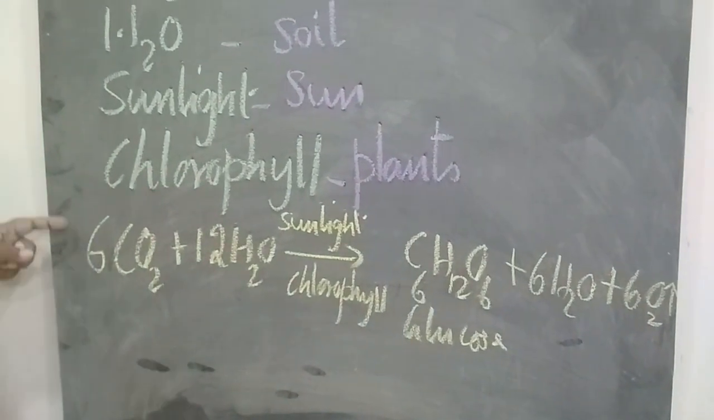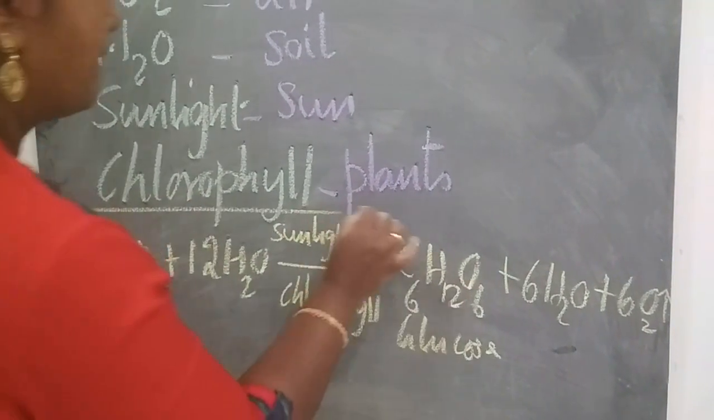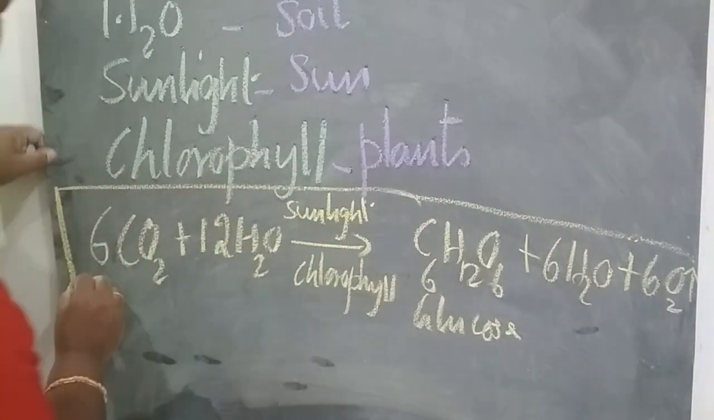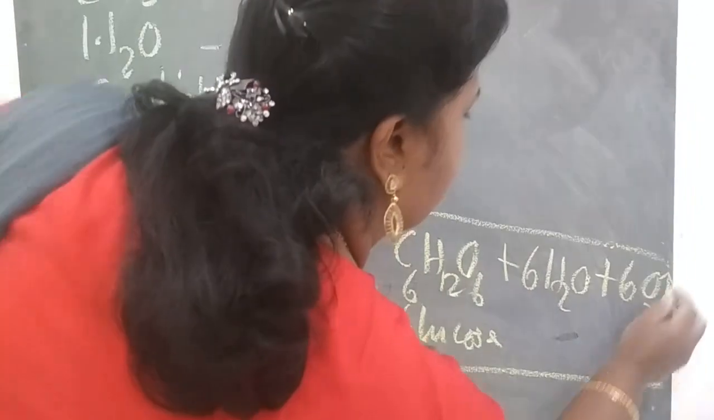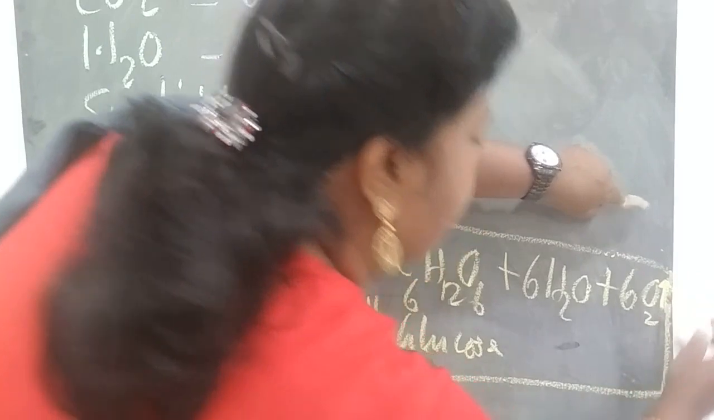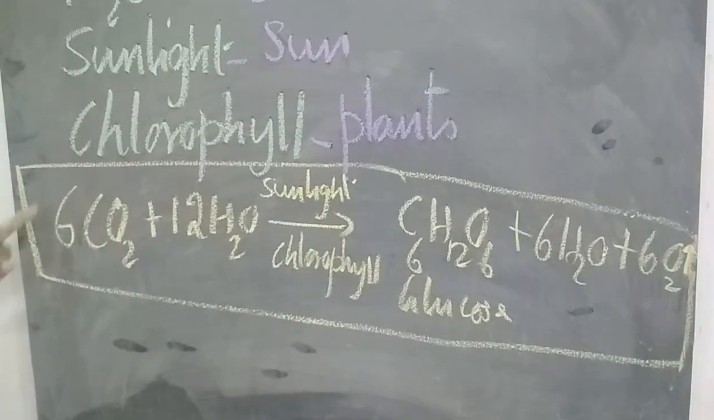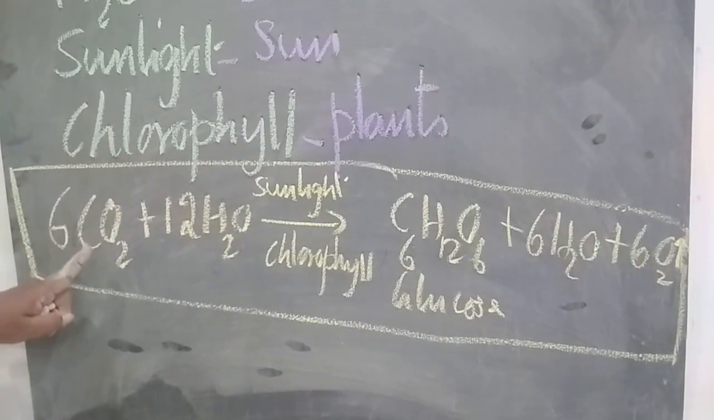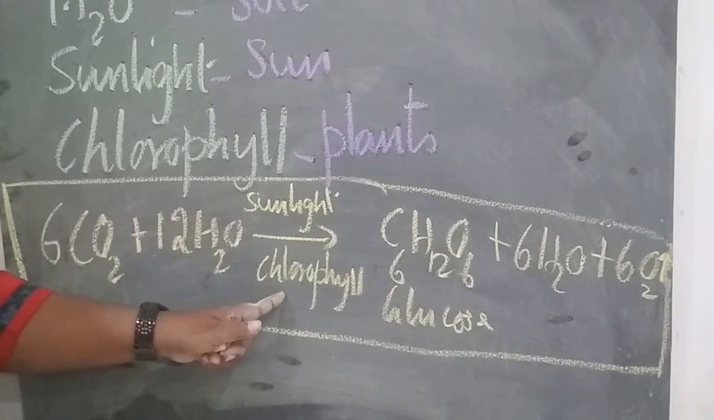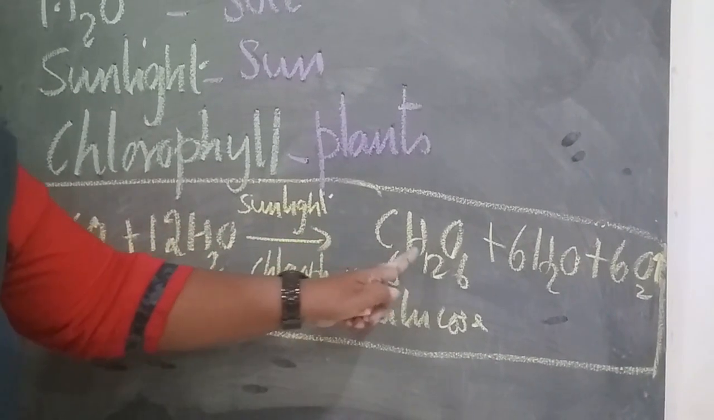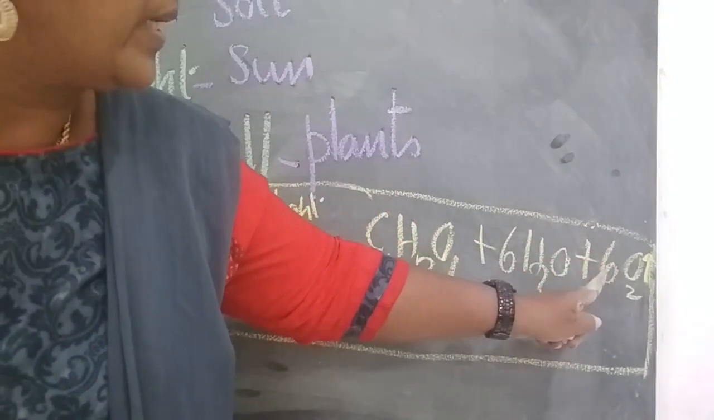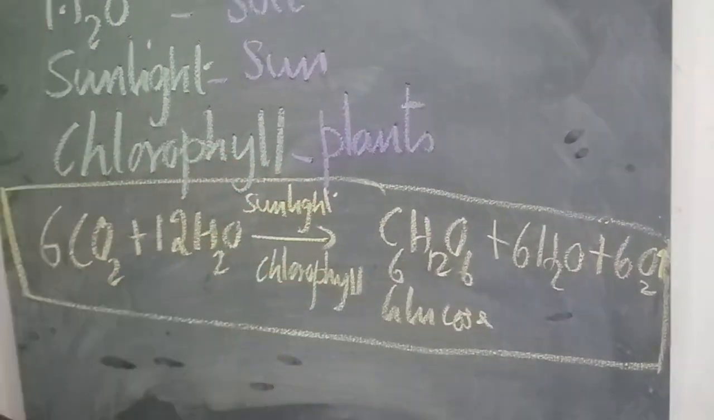So see here, this is the overall equation for photosynthesis. This is carbon dioxide. Carbon dioxide combines with water in the presence of sunlight and chlorophyll, and we are getting the food C6H12O6, and this oxygen is evolved. So here this oxygen is a byproduct.